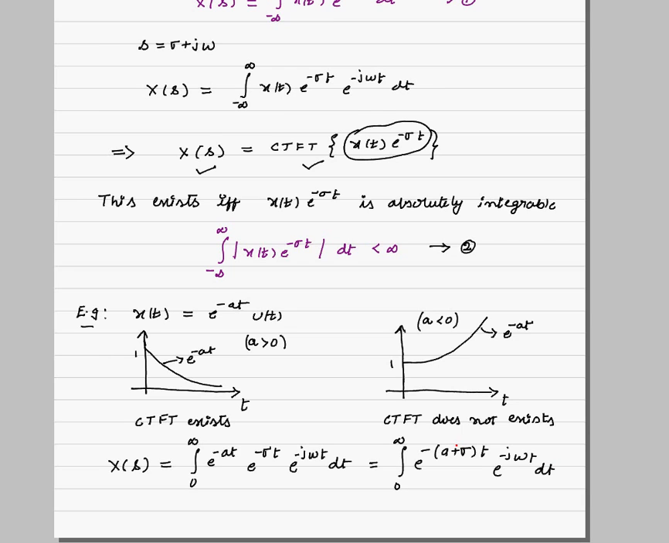Let us assume that a plus sigma is b. Clearly, X of s is nothing but the continuous time Fourier transform of the signal e power minus bt u of t.